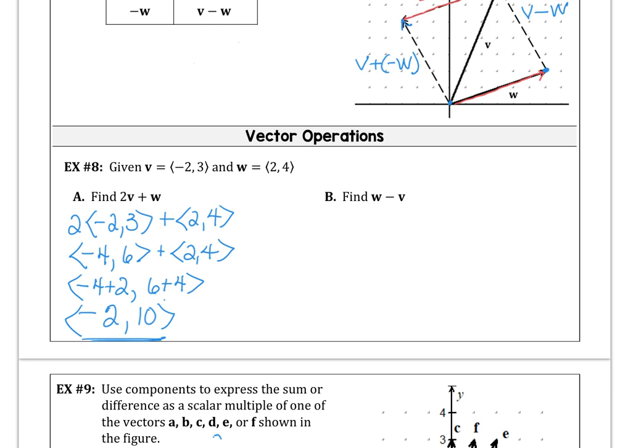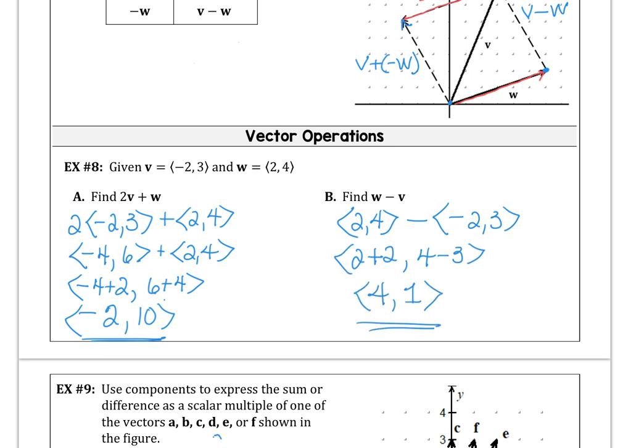For W minus V, if W is (2, 4), those are our components, and we're going to subtract vector V, (-2, 3). Then we have 2 minus -2 and 4 minus 3. So (4, 1) is the terminal point for the W minus V vector.